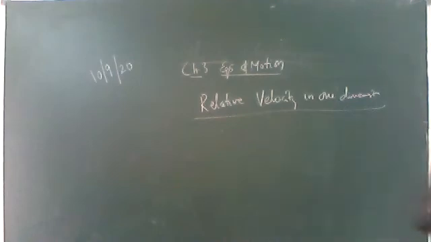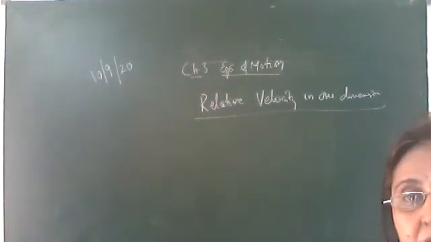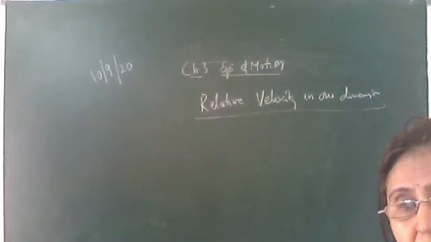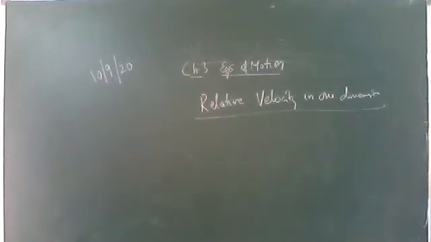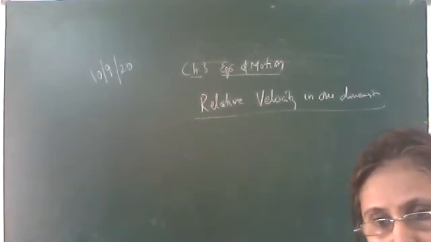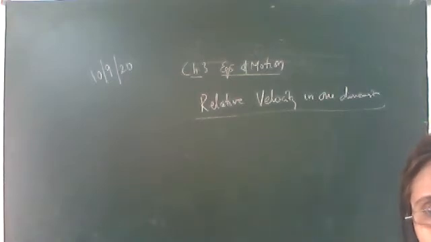So hurry up, write down. Write down: two objects moving in the same straight line with different velocities, then the velocity of one object with respect to the other is called as relative velocity.